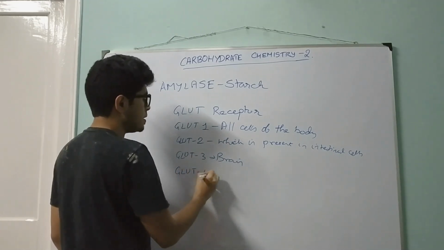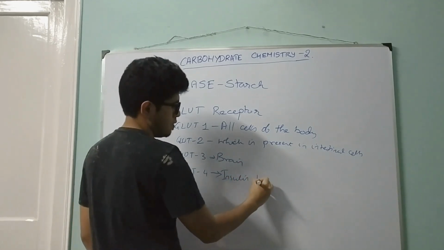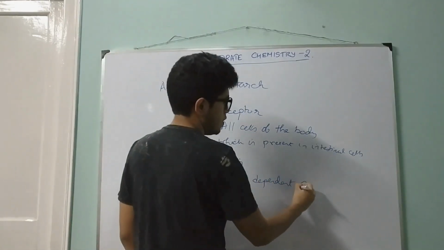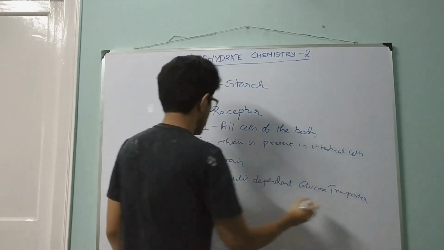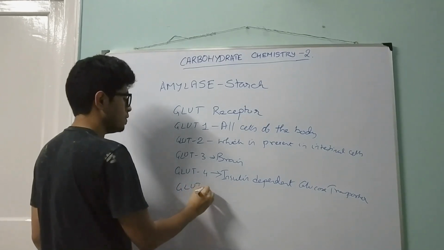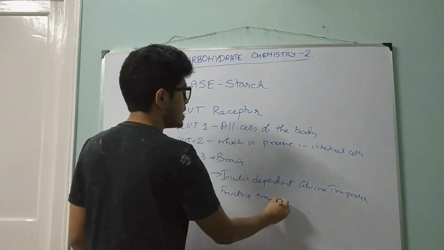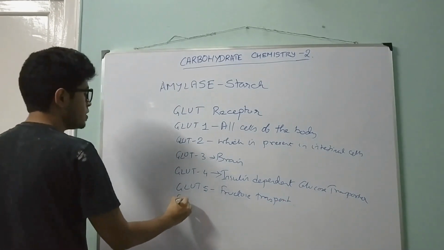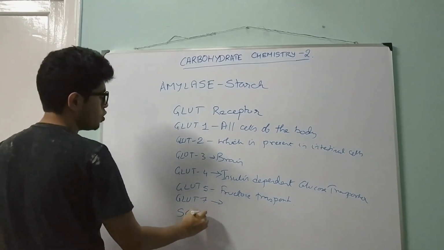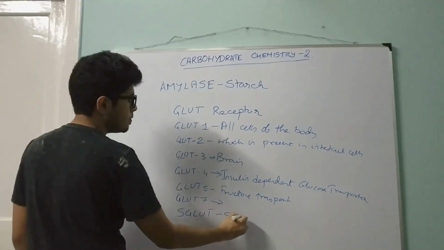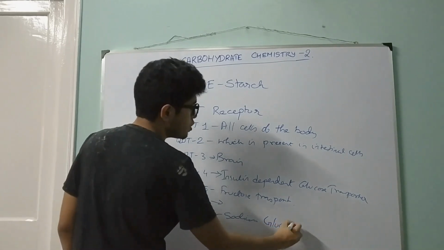GLUT4 is one of the most important, and it is an insulin dependent glucose transporter. We have GLUT5, which is a fructose transporter, which helps in the transport of fructose. We have GLUT7, and we have SGLUT, which is a sodium glucose co-transporter.